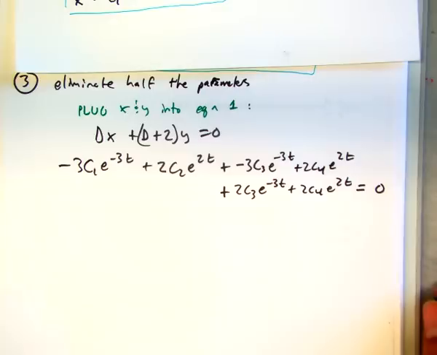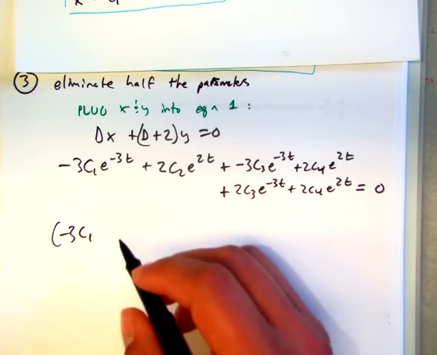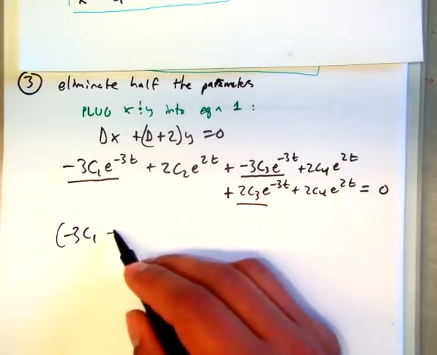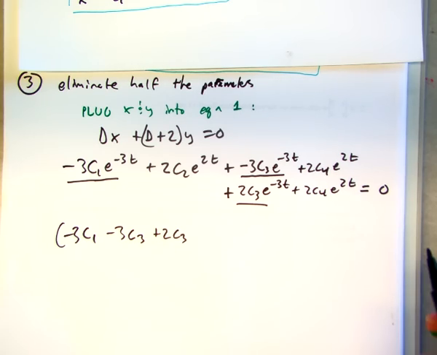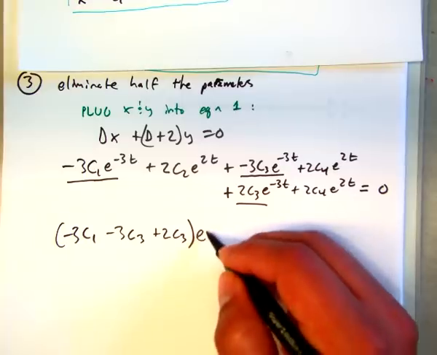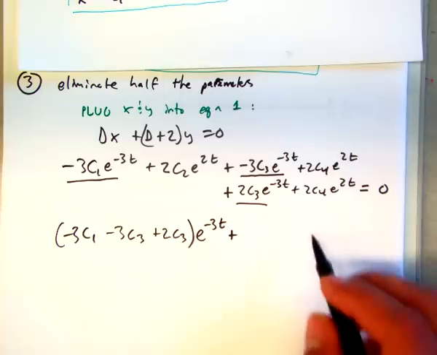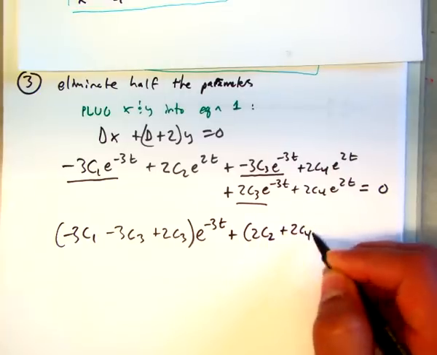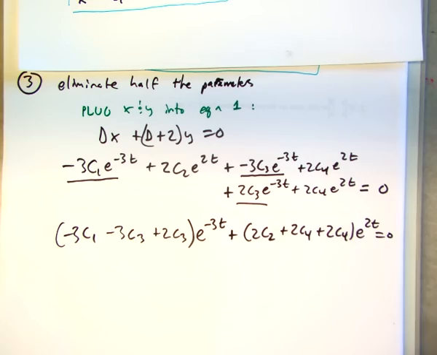Okay. We have essentially two terms that we're interested in. We have an e to the minus 3t term, so let's group that together. I have minus 3c1, minus 3c3, and plus 2c3. That's our e to the minus 3t term. Plus, we'll do the same with the other term, which is e to the 2t. We'll have 2c2 plus 2c4 plus another 2c4 e to the 2t. And that all has to equal 0.